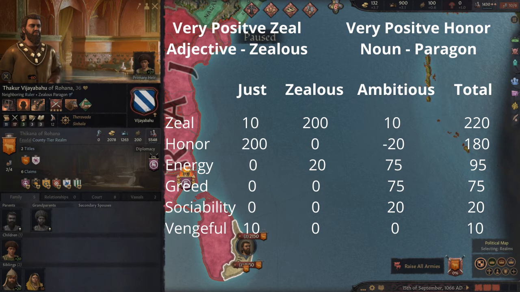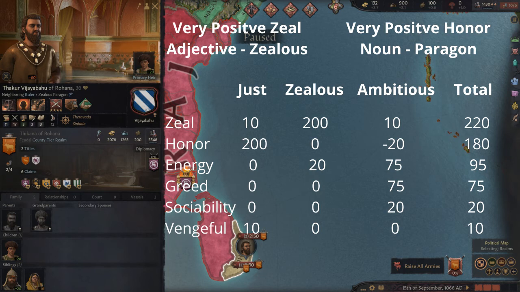But don't forget, he still has 75 greed. So he may be zealous and honorable, but he's still greedy. He still has 95 energy, and so he will interact with you, but he's not going to give up things because he's greedy. He has 20 sociability, so he may not want to be around you a lot, but he has a lot of energy to make decisions, and 10 vengeful. So you can do a little bit of wrong to him without him wanting to act out against you.